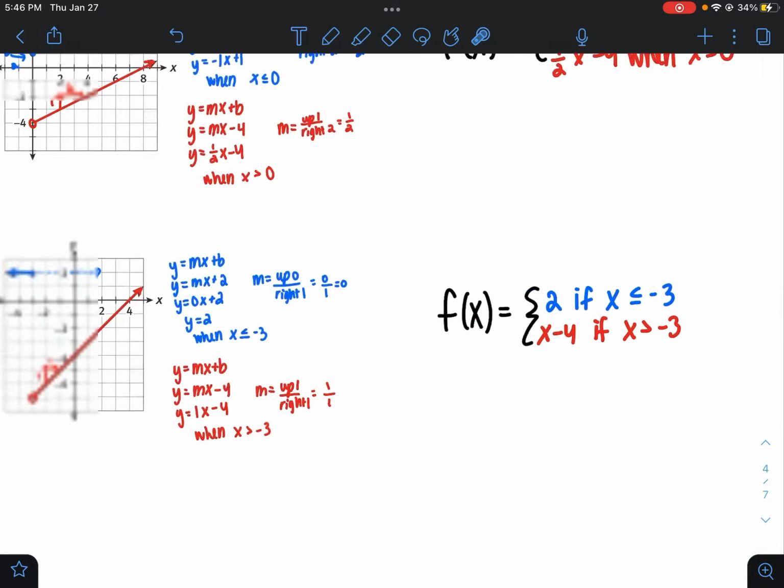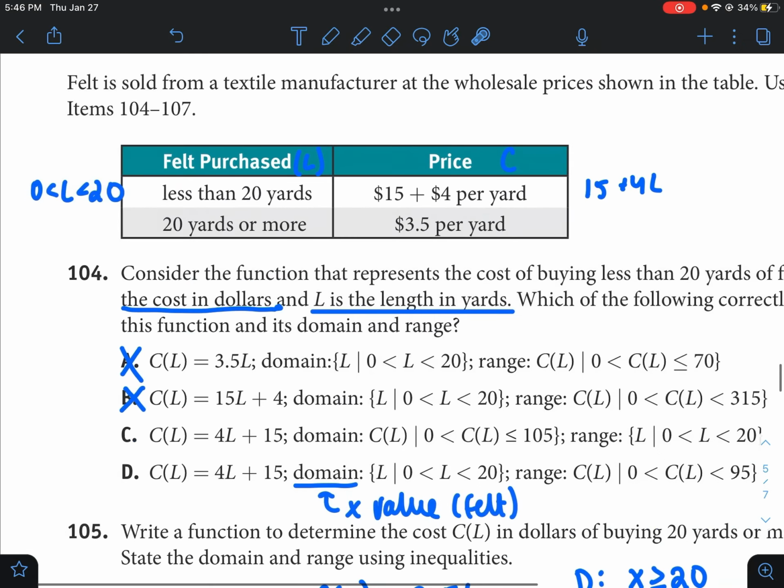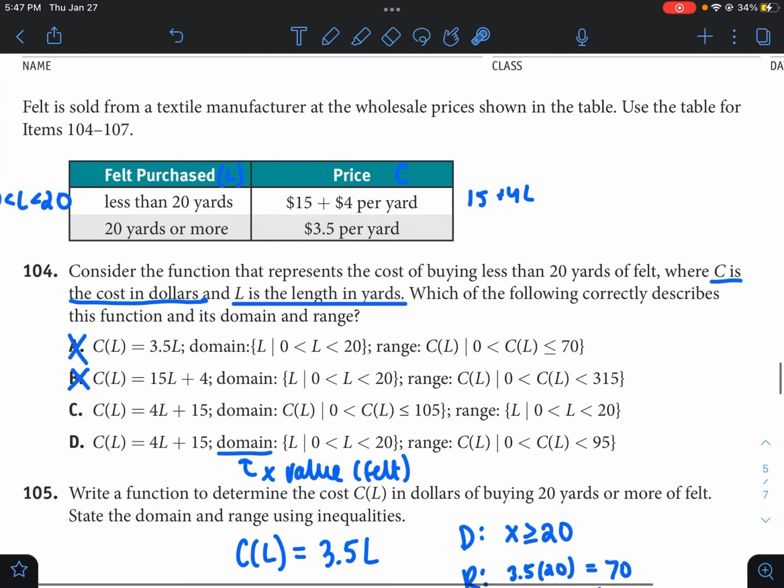Then moving on down here, felt is sold from a textile manufacturer. So we're using this expression here. Then it says, consider the function that represents the cost of buying less than 20 yards of felt, where C is the cost in dollars, also known as the price, and L is the length in yards. Which of the following correctly describes this function and its domain and range?